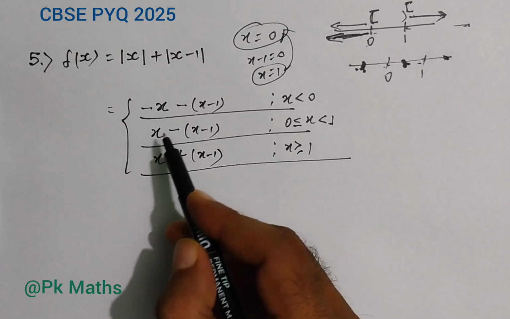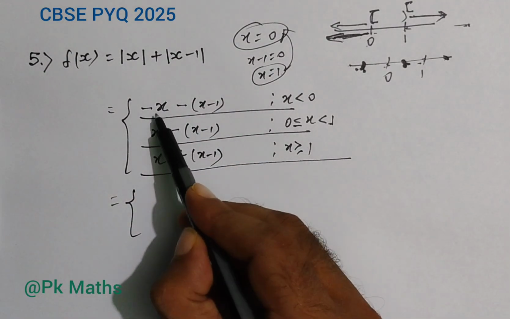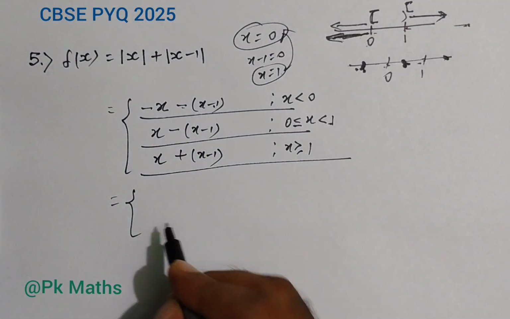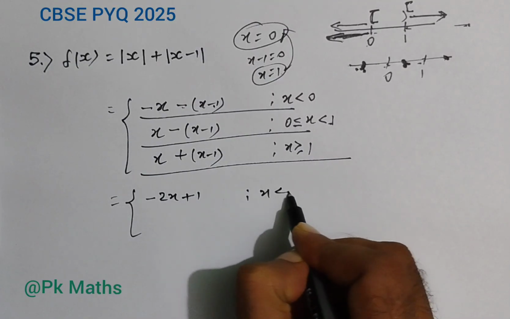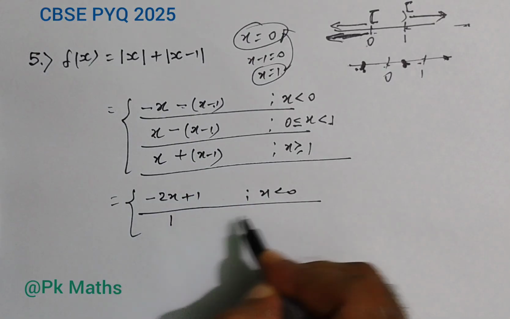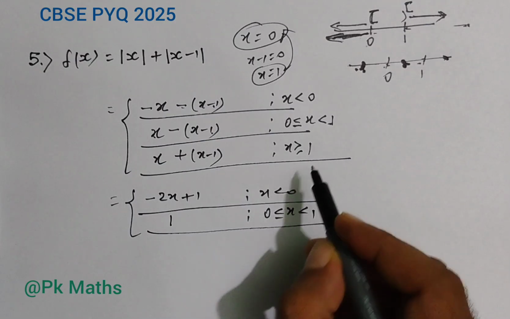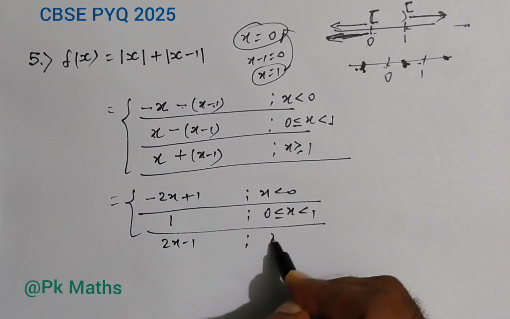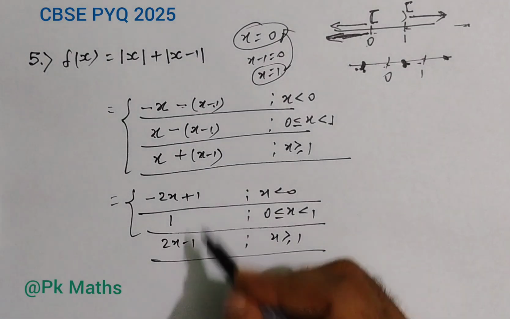Okay. So we can simplify it a little bit. When we simplify this, what will we get? Minus x minus x minus minus plus 1, that is minus 2x plus 1 for x less than 0. x minus x plus 1, that is 1, for x greater than or equal to 0 and less than 1. And in the third case, x plus x, 2x minus 1 for x greater than or equal to 1. These are the three outcomes here.